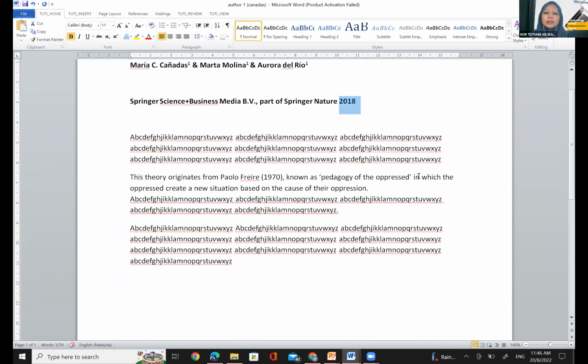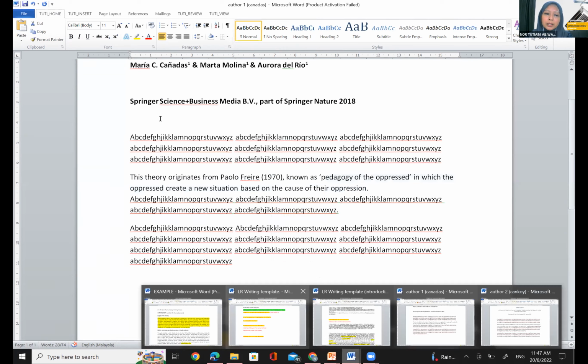Okay. Katalah kita baca, kita pun nampaklah this theory originates from Paulo Freire. Sebab kita nak tengok origin tadi kan. Okay. Known as pedagogy of the oppressed, in which the oppressed create a new situation based on the cause of their oppression. So, ini adalah dia punya origin. Jadi kita pun highlightkan this statement, kita copy and then kita pastekan dalam kita punya chapter.